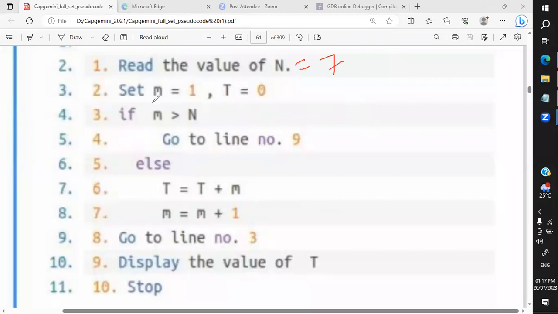Okay, let's see that. M equal to 1. 1 greater than 7. Is it true? False. As it is false, it will come to the else part. T is equal to T plus M. What is M value? 1. So 1 will be added to T, then M equal to M plus 1. M will become 2. Next, it goes back to line number 3. Line number 3 means it will go back.